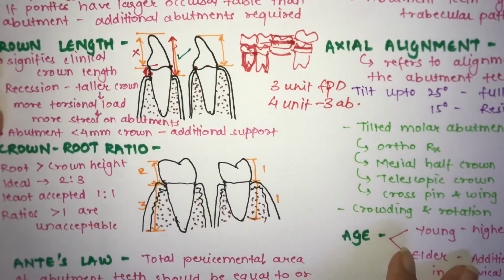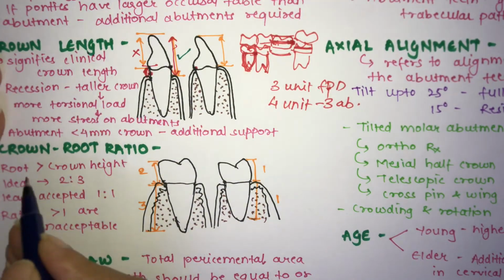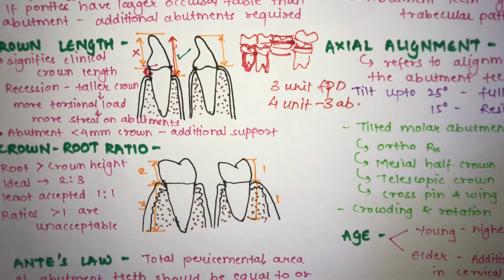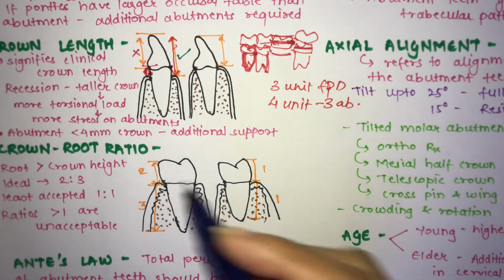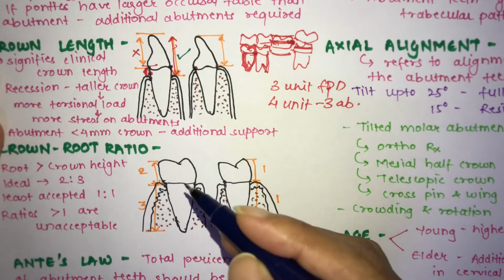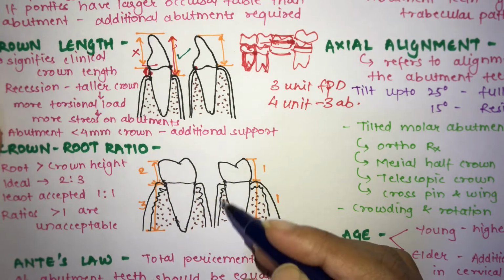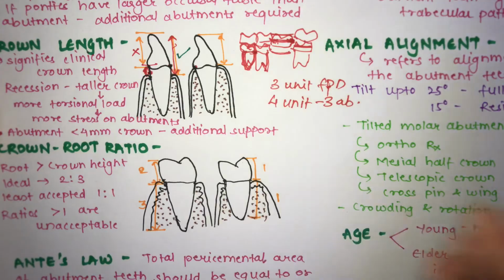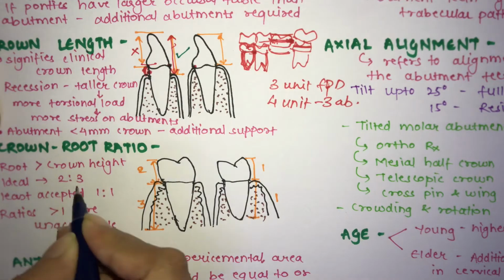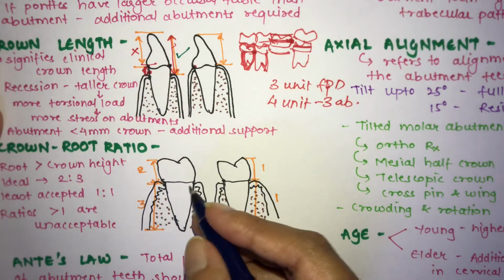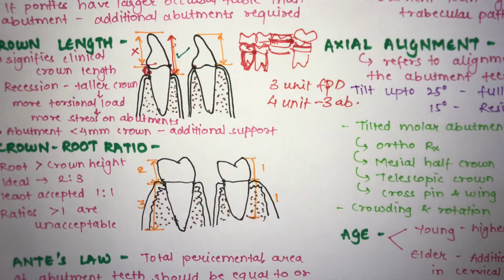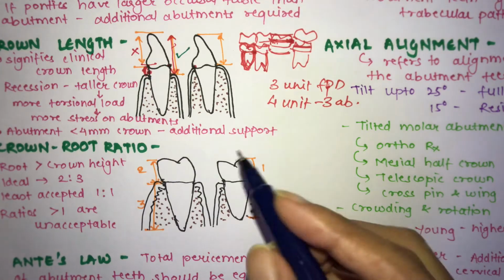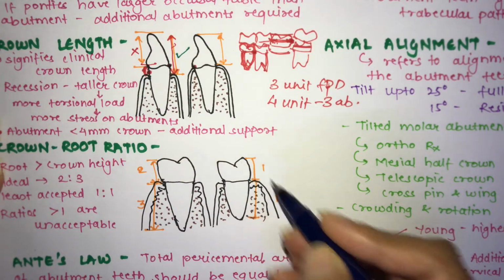The next one is the crown root ratio. Now in this, the root support should always be greater than the crown height. As I said, we require most of the support from the root rather than the crown. So the root should be greater than the crown height. Ideally the crown root ratio should be 2:3, but it is not always ideally seen. So we accept it if the crown and the root have a ratio of 1:1.